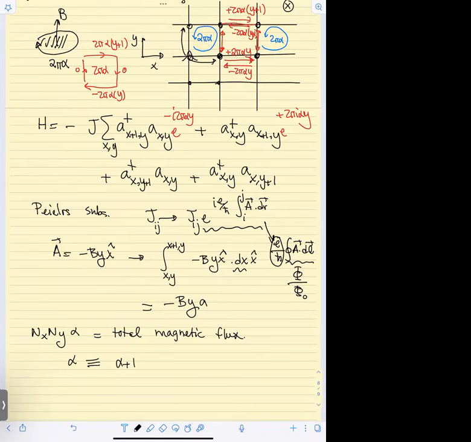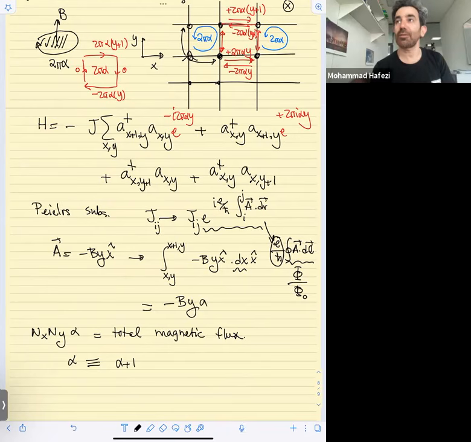So one question before moving on with this lattice. At what value of alpha do you think we can recover the continuum model?